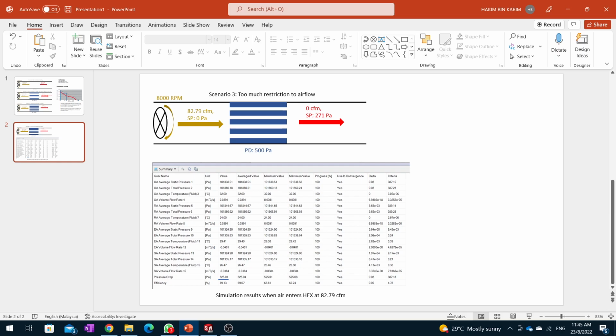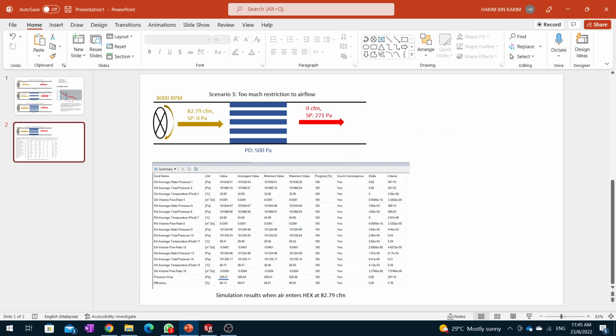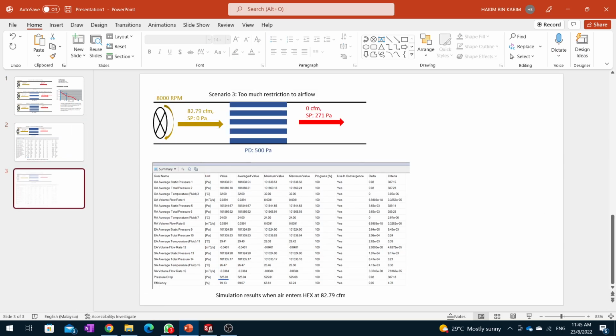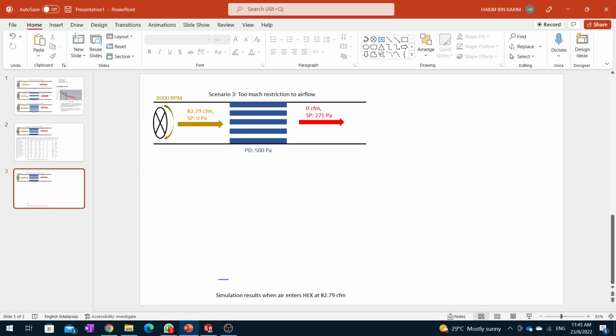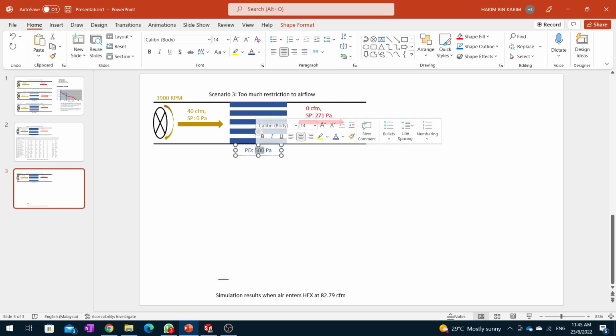And about the issue I raised earlier to Dr. Abdul Karim, what if we reduce the air flow rate to 40 CFM? Okay, 40 CFM. If we reduce the air flow rate to 40 CFM, which is maybe let's say 3900 rpm, okay, from our simulation result, the pressure drop when the air is going at 40 CFM is only 232 Pascal.